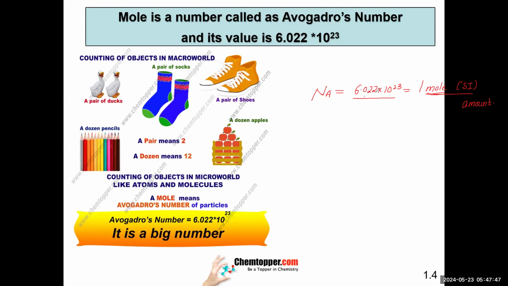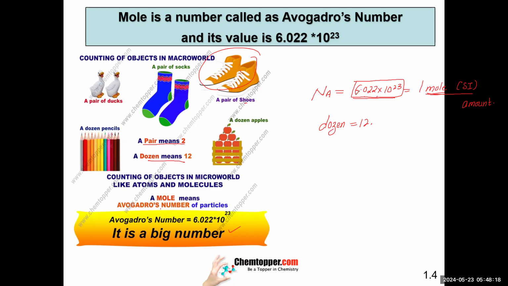Avogadro's number, is it a small number or a big number? This one is a very big number. Like if I ask, what is a dozen? Dozen is 12. If I ask, what is a pair? Pair means 2. Right? Just like this, pair 2, dozen 12. Mole means Avogadro's number. Is it okay? So understand the meaning of the mole.